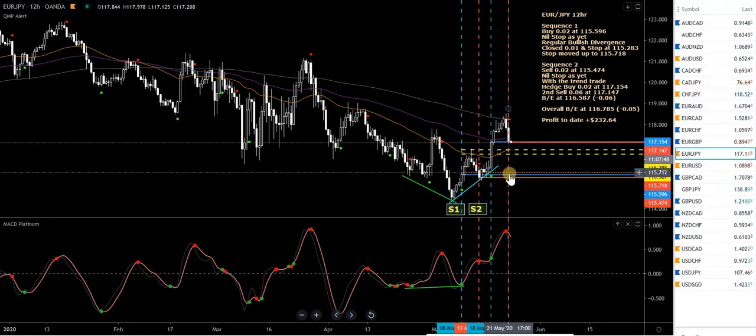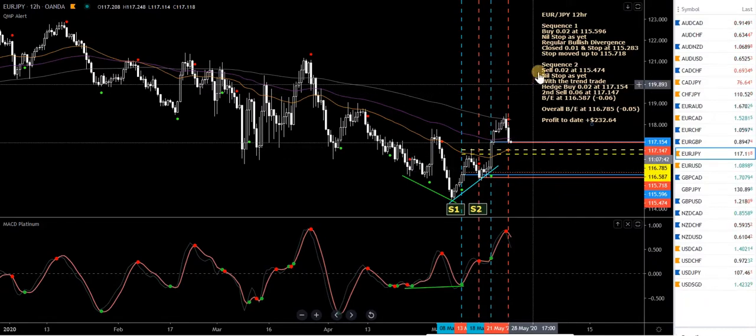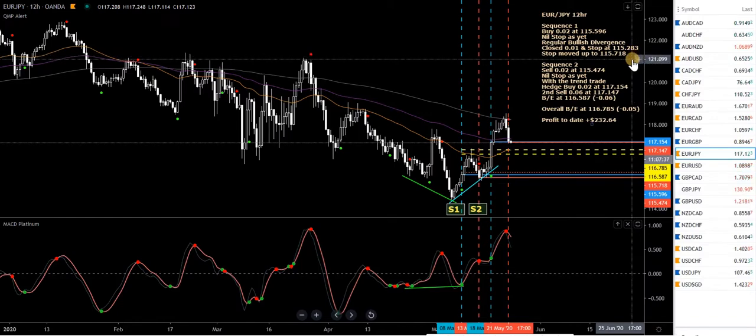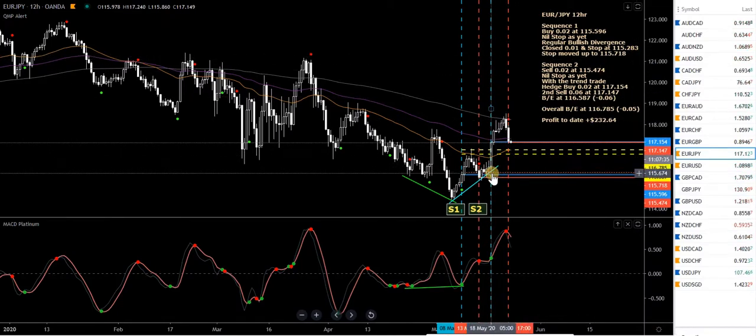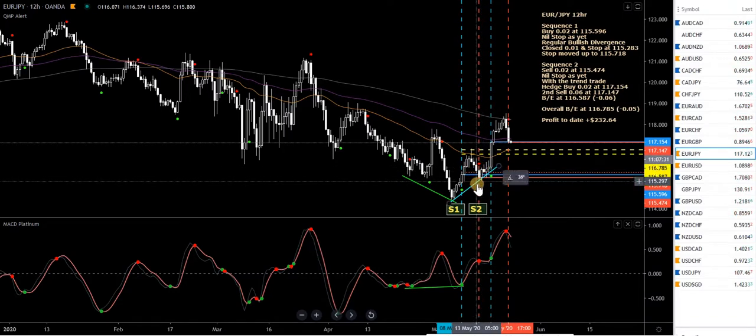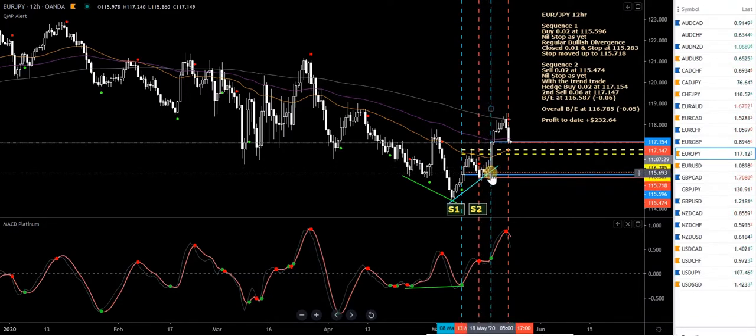All I've done is move the stop up on that to 115,718. So it's above the entry level. It was, you can see my notes, below the entry level. And all I've done is moved up a few pips, just so I can't lose anything on that first sequence. Now, the second sequence was a sell, hedge buy.